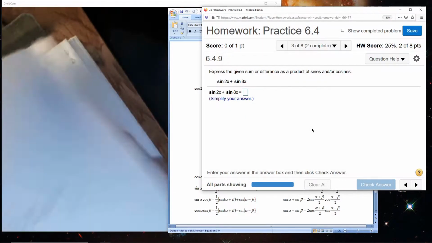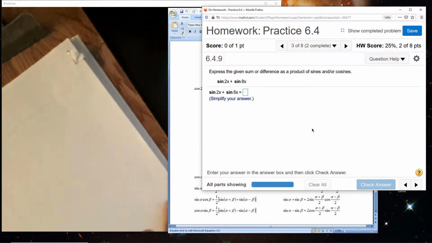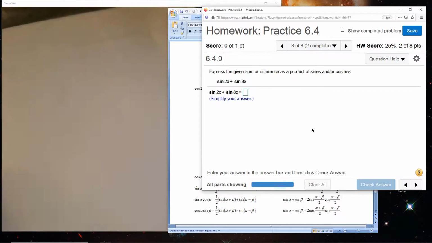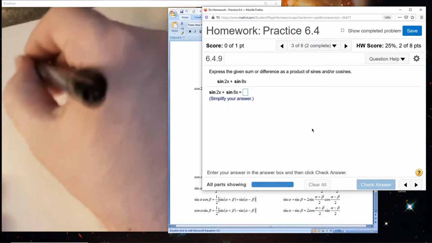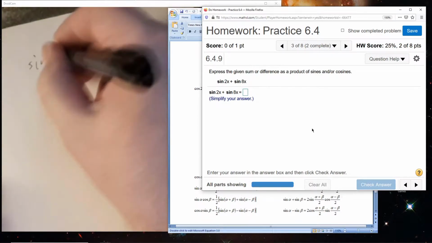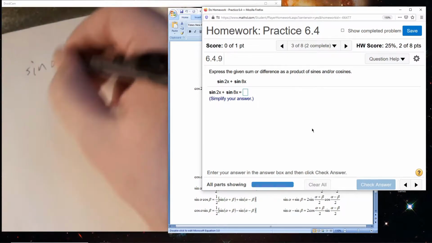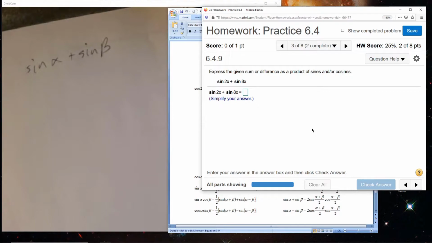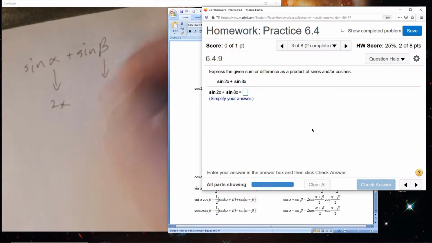So now we want to do this in reverse. So now we're going to take a sum and put it into a product. So same deal. Sine of some number plus sine of some other number. And then we identify those numbers. Alpha is 2x and beta is 8x.